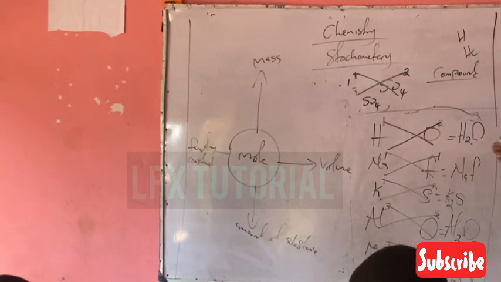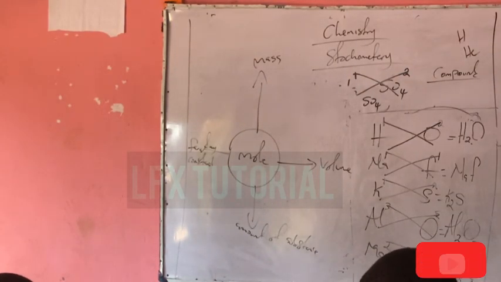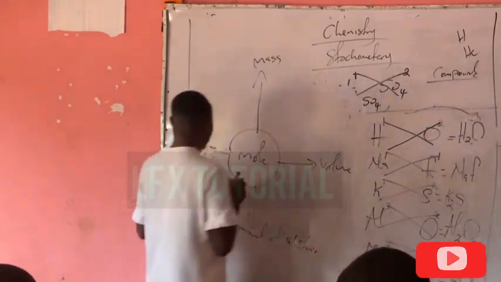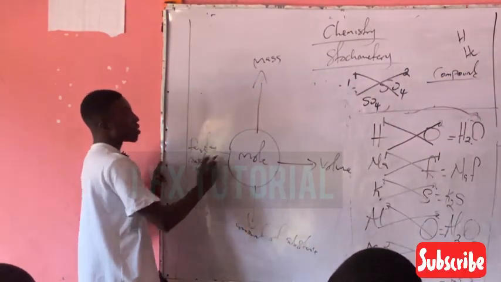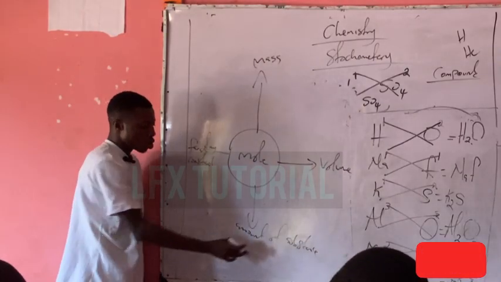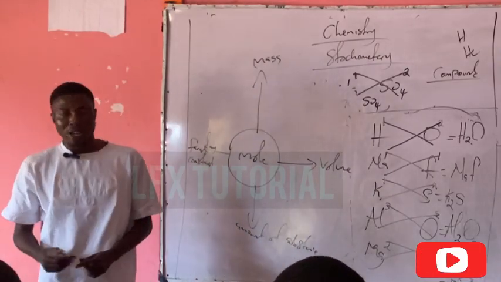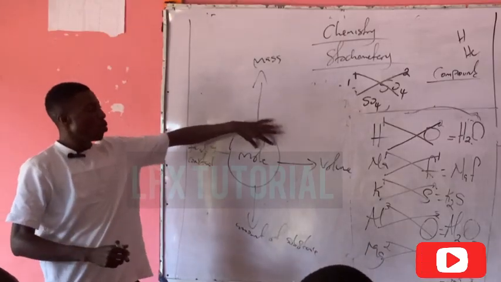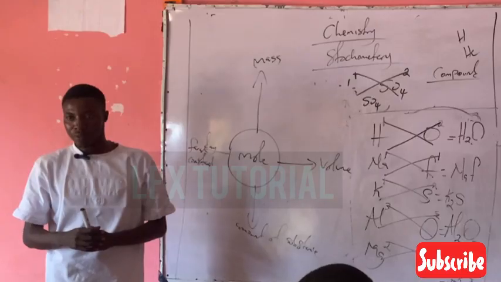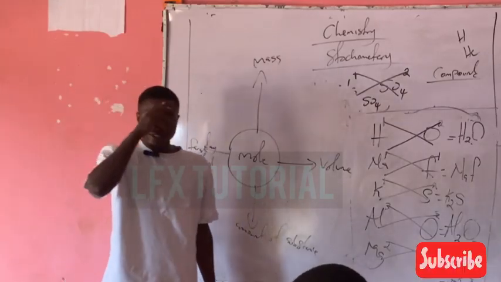Knowing this will help you very well. Knowing this, I say mole to what? Faraday constant. Mole to mass. Mole to volume. Mole to amount of substance. Let's start with mole to mass first.